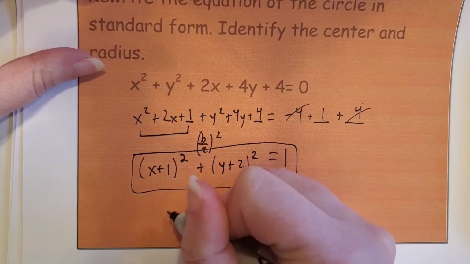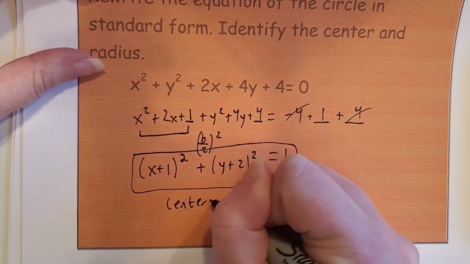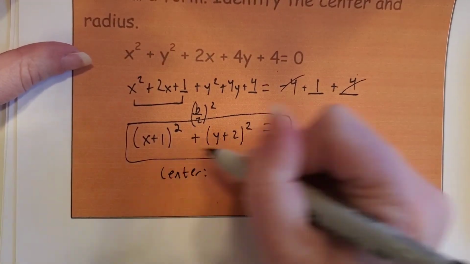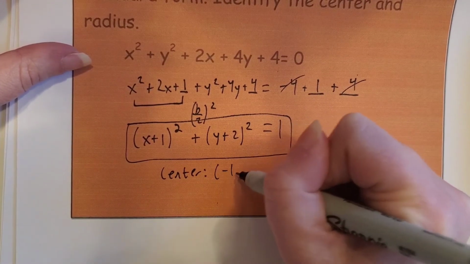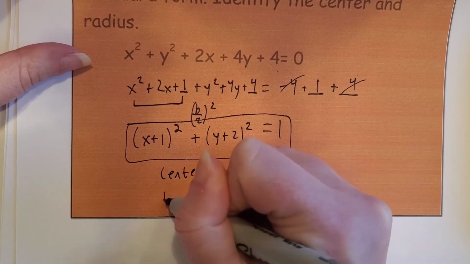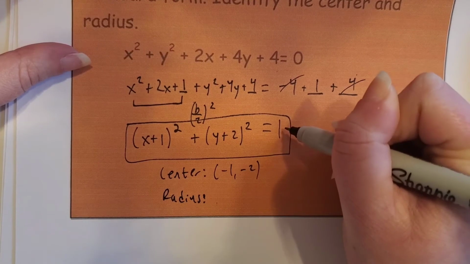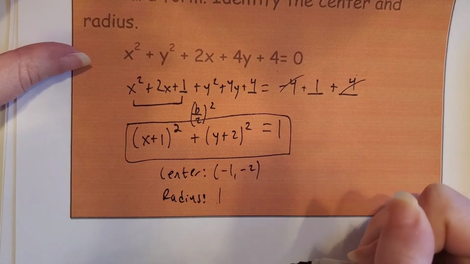Okay. And now we have all the information to actually answer the second part of the question. Identify the center and the radius. Center, switch the signs, -1, -2. And the radius is the square root of 1, which is nice this time. It's just 1.